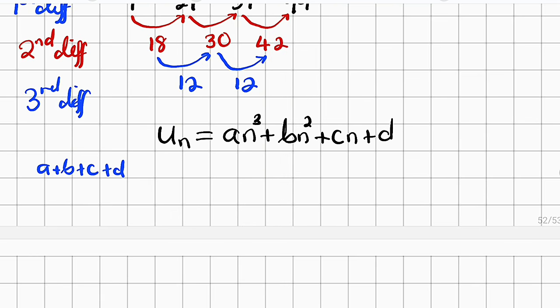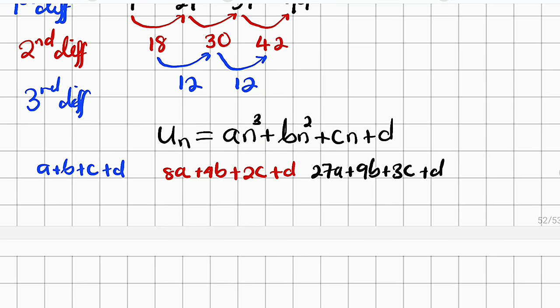Now, what will be the second term? The second term will be when n is equal to 2. When n is equal to 2, you can see this is going to give us 8. So let me write it here. We have 8a. This is going to be 2 to the power of 2, which is 4. So we have 4b plus, this is 2 times c is 2c, then plus d. Now the next one, when n is equal to 3, we have 3 times 3 times 3, which is 27. Right? We have 27a plus 3 times 3 is 9. We have 9b, 3c plus d.